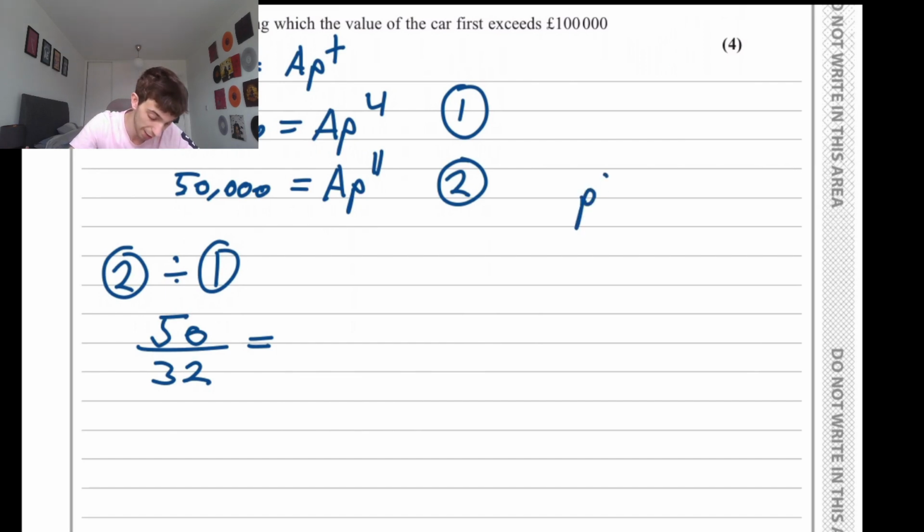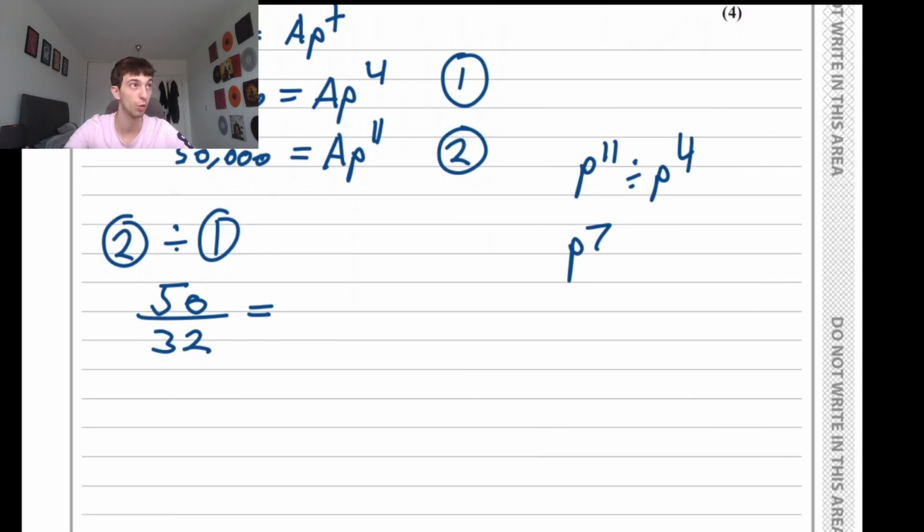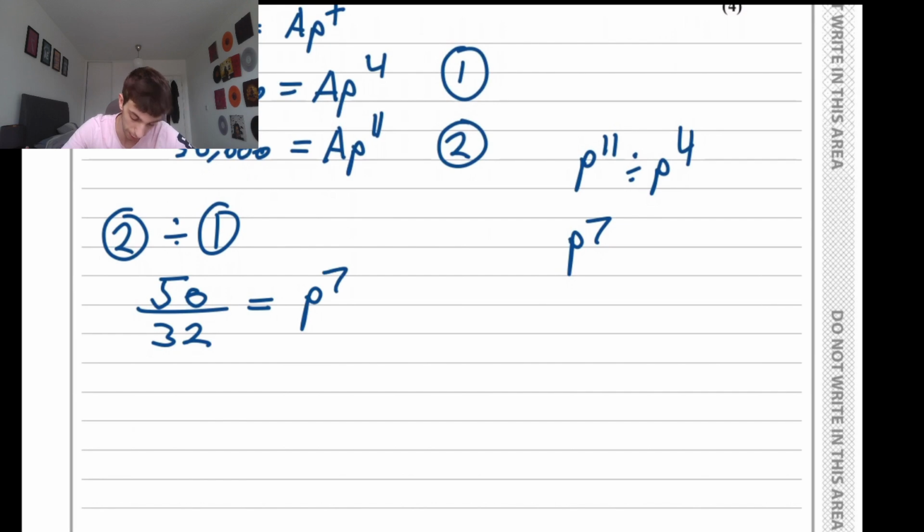Then we have P to the 11 divided by P to the 4. We can take away powers when we're dividing here. So this will just be P to the power of 7, since 11 minus 4 is 7. So this will be equal to P to the power of 7.